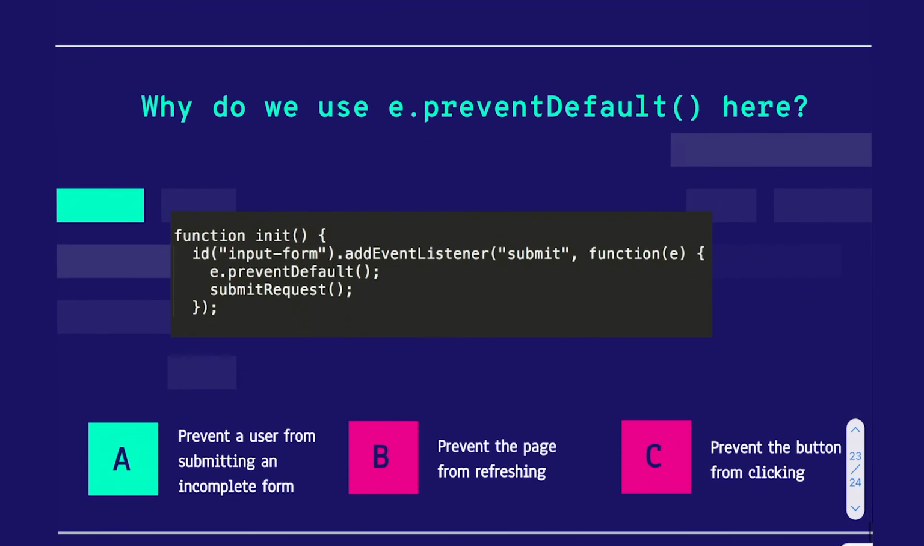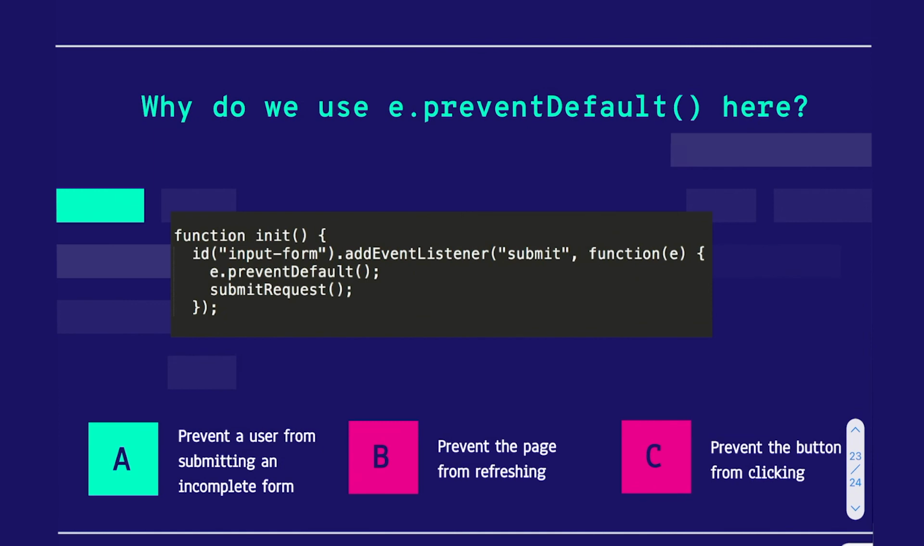Next question, and this is our final question. Why do we use e.preventDefault here? Then we've got this event listener on an input form on the submit. We're doing e.preventDefault, and we're running some sort of function submitRequest. A, to prevent a user from submitting an incomplete form. B, to prevent the page from refreshing. Or C, to prevent the button from clicking.